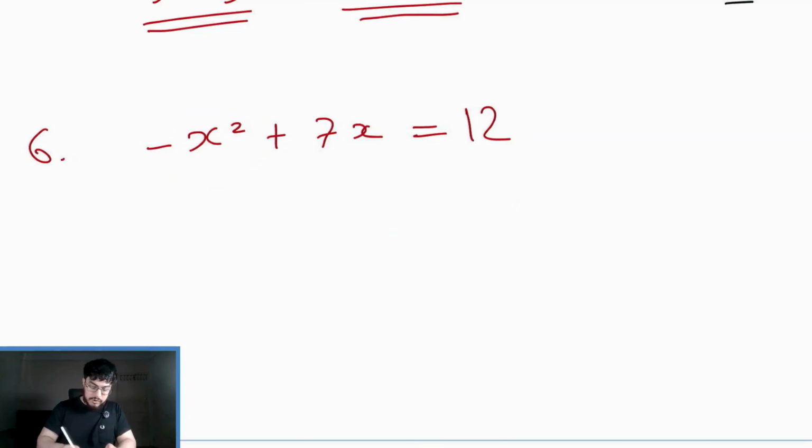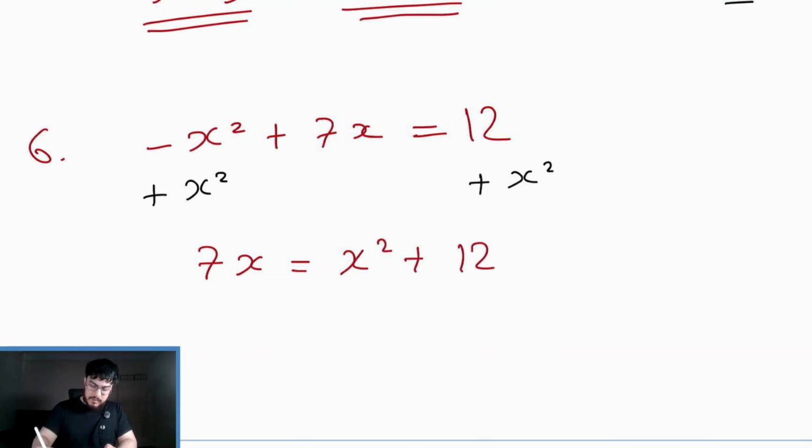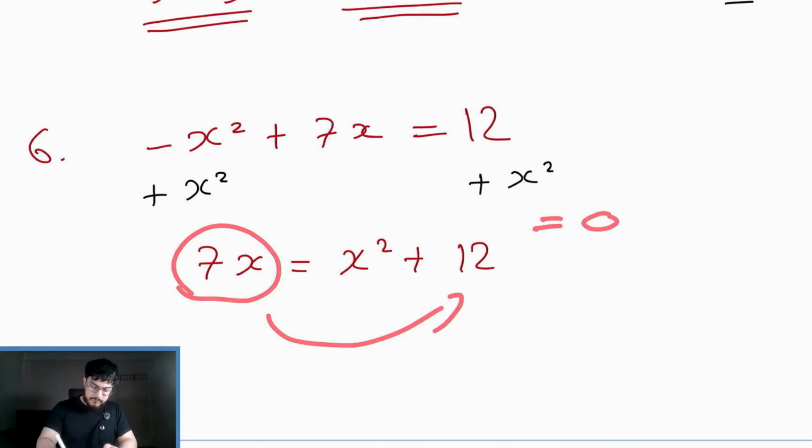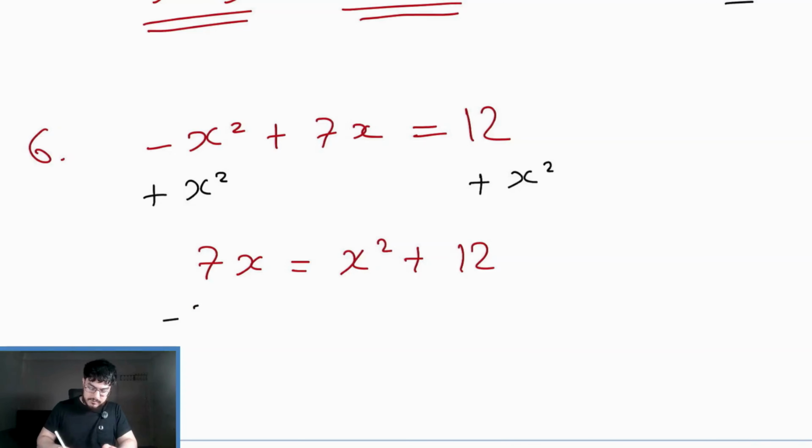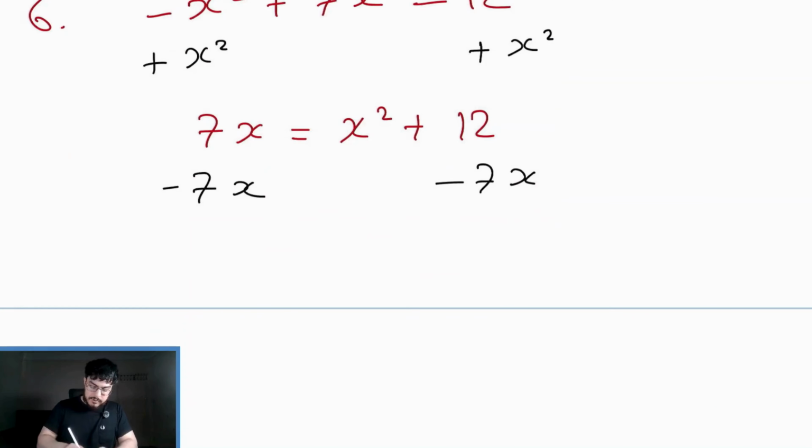And so I'm just going to do this a bit slower than the previous example. Add an x squared to both sides. And so we're going to have 7x is equal to x squared plus 12. Now the x squared is positive, so we like that. But remember, we need to make it equal to 0. So we want to take this over with it as well. So we're going to subtract 7x from both sides. Subtract 7x from both sides. And then I'm just going to write the equation on this side because we're used to that. So we have x squared minus 7x plus 12 is equal to 0.